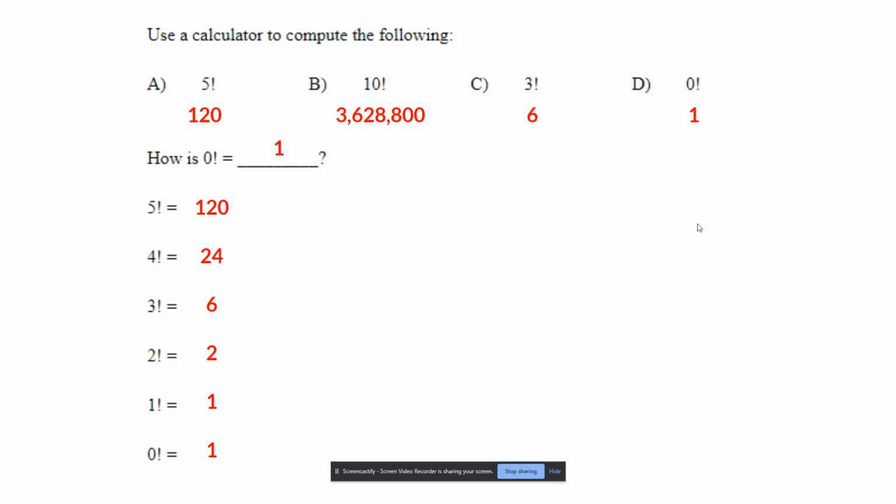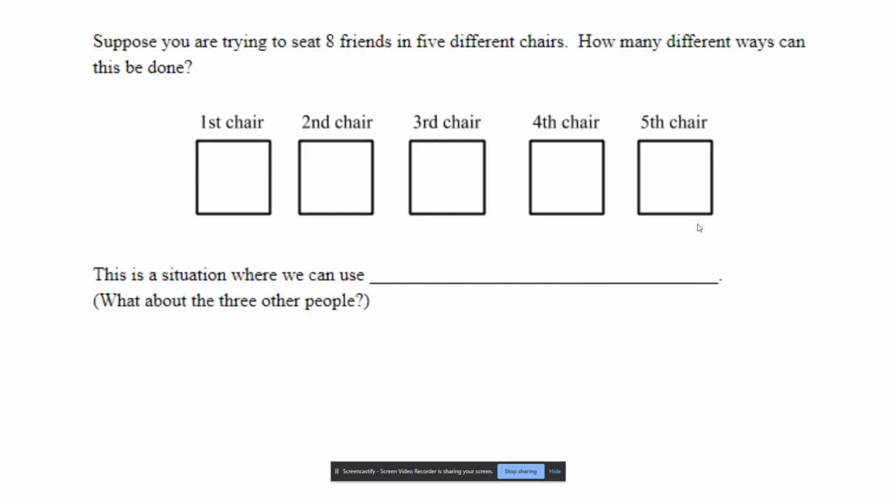Here's how. If you start at 120 and divide by 5, you get 24. If you take 24 and divide by 4, you get 6. If you take 6 and divide by 3, you get 2. If you take 2 and divide by 2, you get 1. And if you see the pattern, if you take 1 and divide by 1, you get 1. So you're just following a pattern, and it logically makes sense.